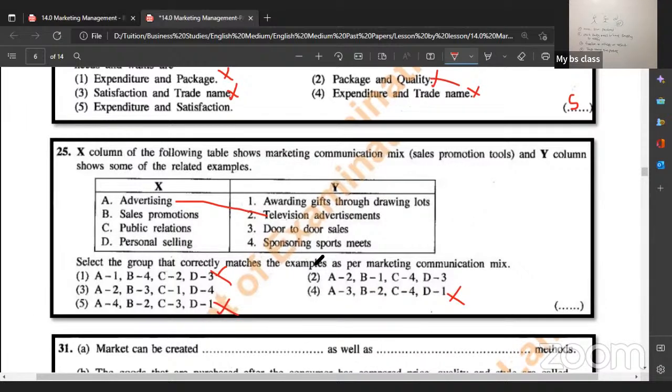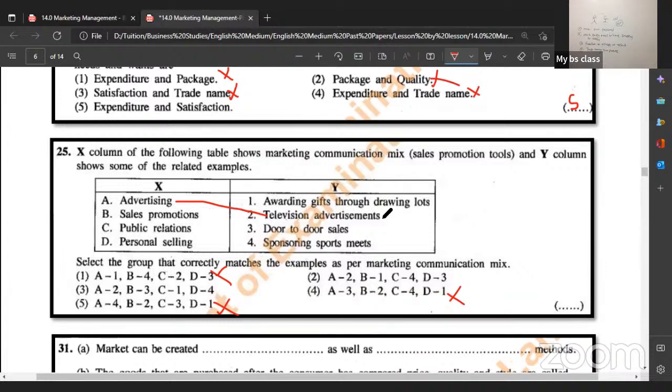Then obviously a sales promotion. Sales promotion, we know, is something short term. There's a promotion, so it's for a short period of time.